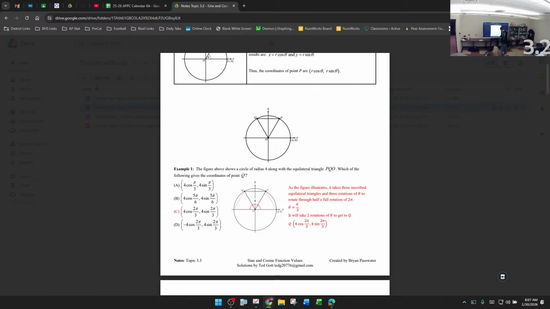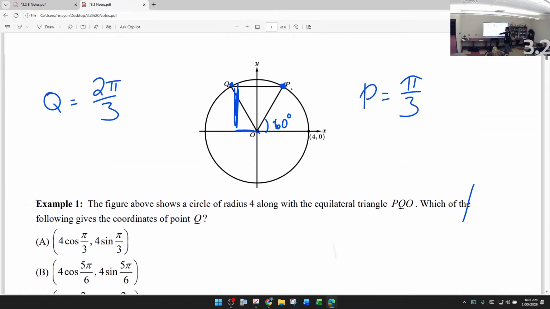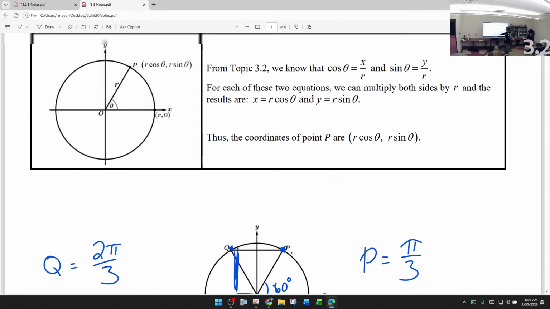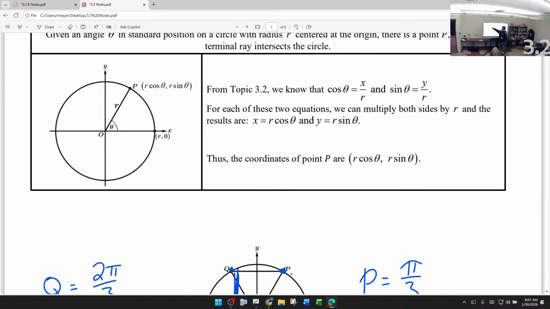To verify that thought, what did we say? X is r cosine theta, and r is the radius, and r is always positive. The hypotenuse is always positive. It's never negative in unit 3. If we did unit 4, it might be negative.